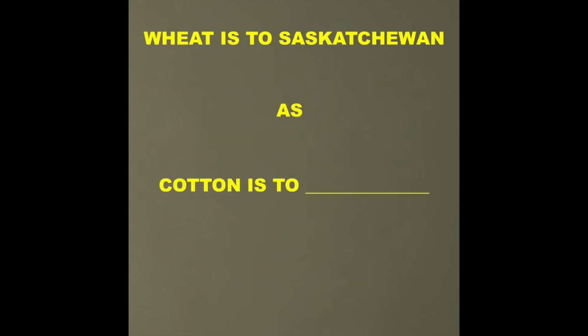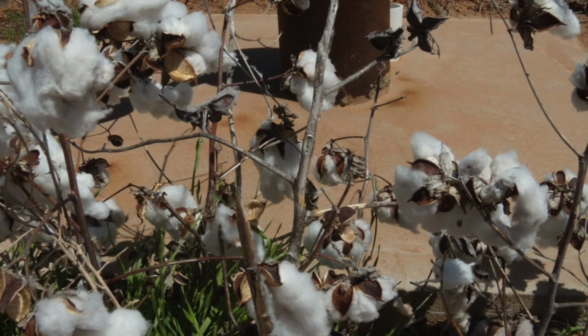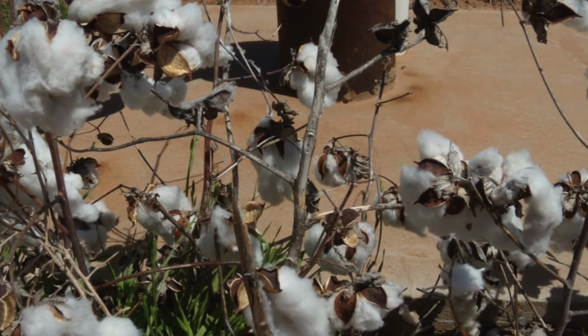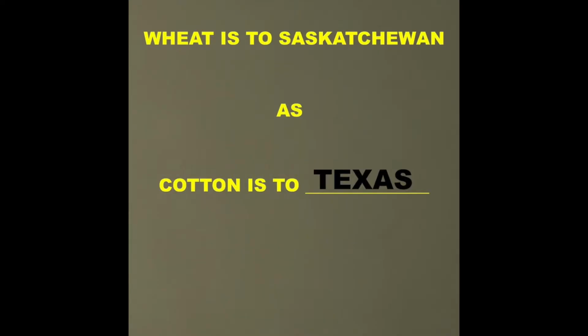Here is another one. Wheat is to Saskatchewan as cotton is to, again, we're looking at the relationship between a product and a place. What place would that be? While you're thinking about that, here's a quick photograph that I took of some cotton plants, and I was in this place. And here is the answer. Wheat is to Saskatchewan as cotton is to Texas. Texas is the largest cotton growing state in the United States, producing almost half of all of the cotton.